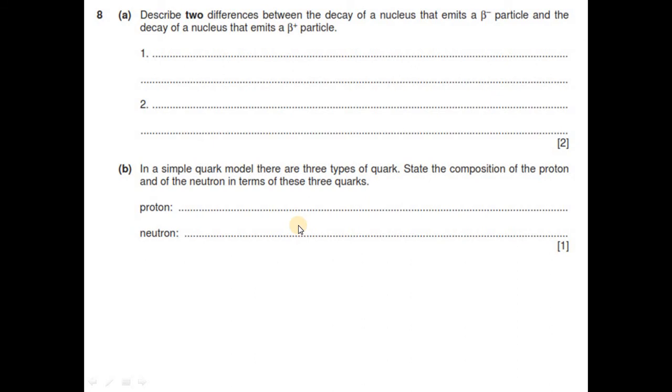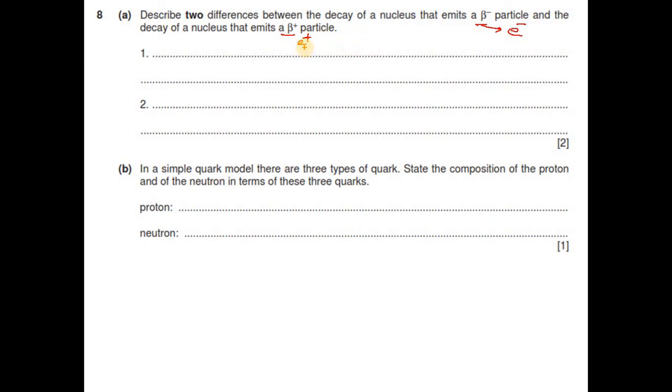Question number 8. Describe two differences between the decay of a nucleus that emits beta negative particle and decay of a nucleus that emits beta positive particle. Differences. Okay, first you must remember that beta negative means you have electron, the normal electron that we already know with the negative charge, and beta positive mean we have anti-electron, which generally we call positron.